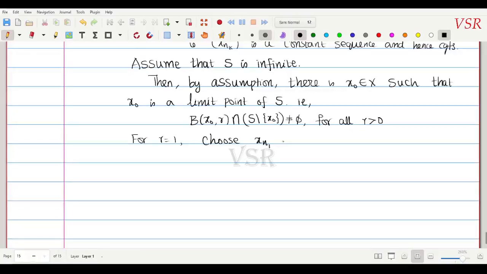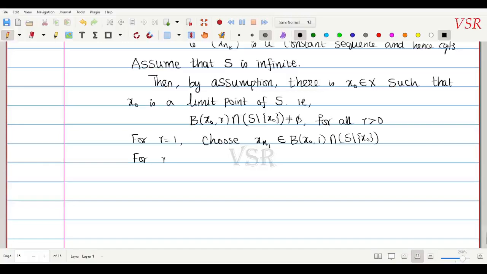For r equal to 1, choose the element xn1 from the ball with center x0 and radius 1 intersected with S minus singleton x0. Since this is non-empty, we can choose an element from it. And of course this ball contains infinitely many terms of S.